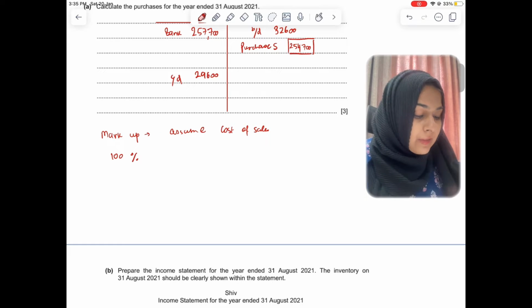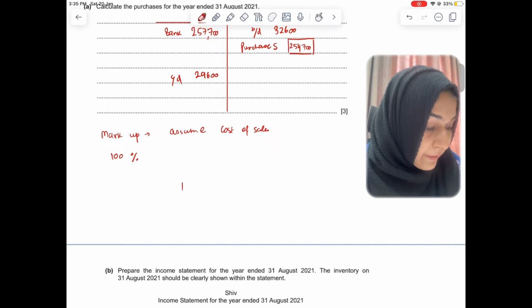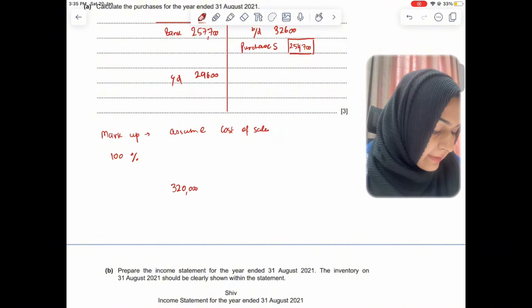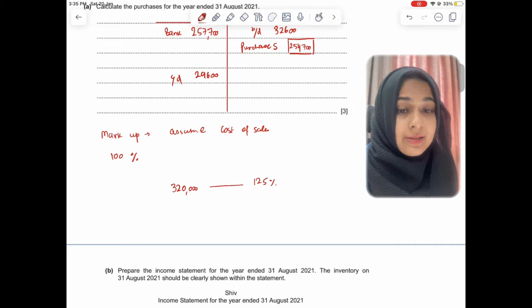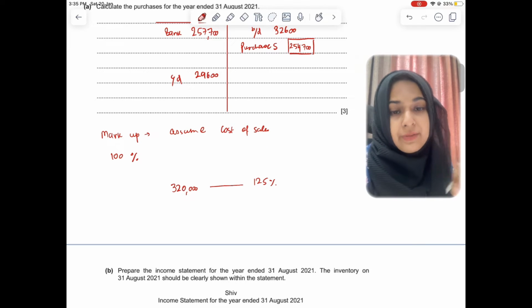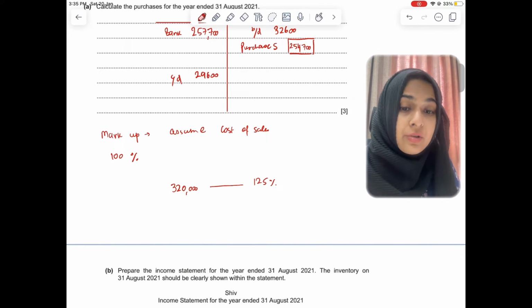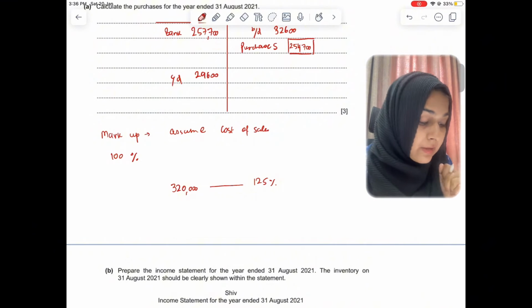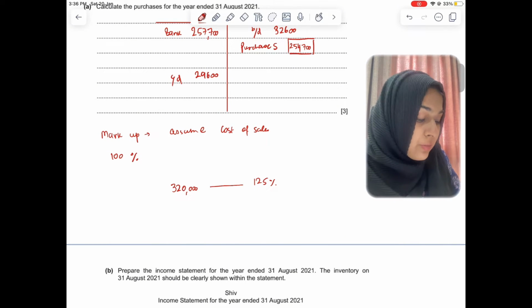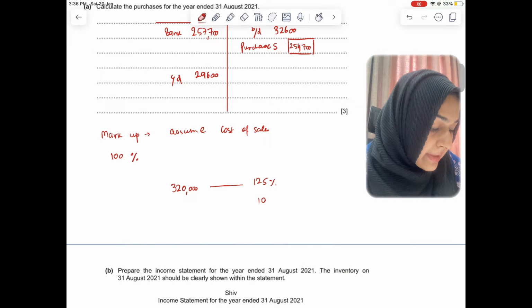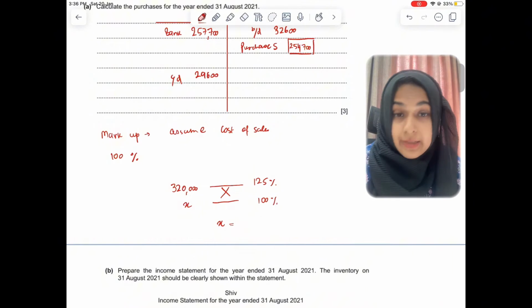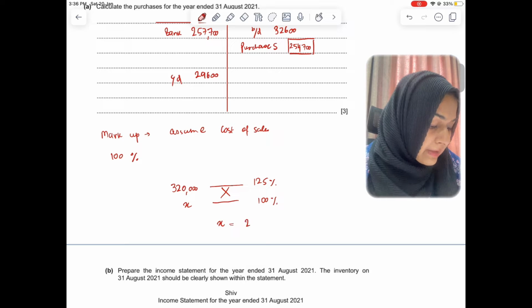Here, the total revenue is 320,000, and that is 125%. I gave you an example that if something is 100, you add 25 and then 125% is your selling price. So 320,000 is equal to 125%. So what is 100%? You'll get the cost of sales here. The X here will be your 100%, and when you cross multiply this, like we do in math, you get 256,000 here, which is your cost of sales.